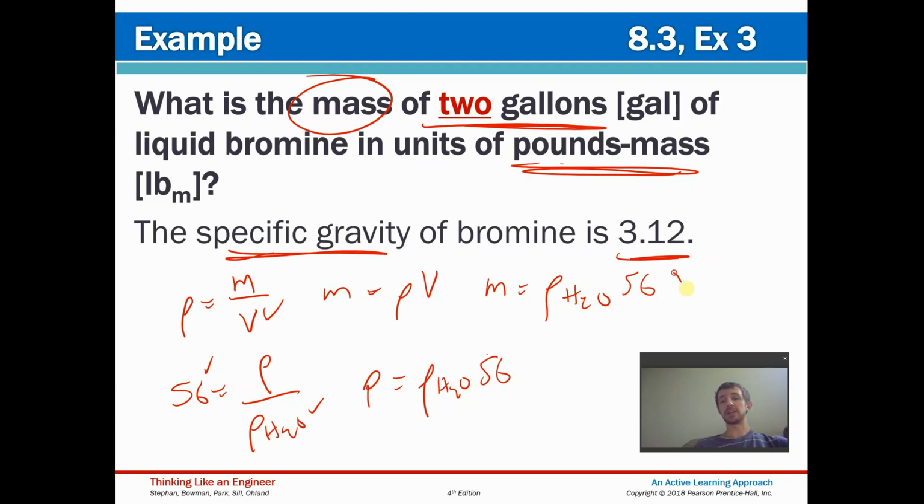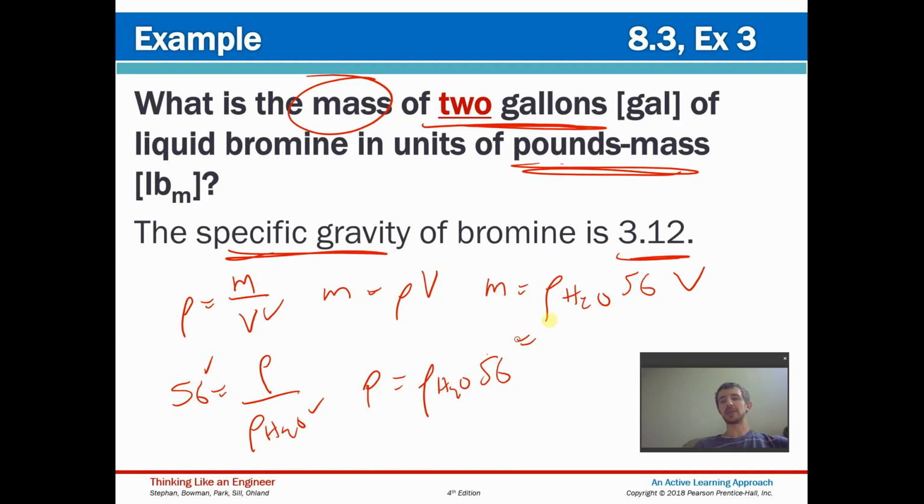Okay, and if we then plug in our numbers, we can solve this. However, I've realized that I don't actually know the density of water in pound mass per gallon right off the top of my head. It's roughly 10. So we'll use that for now. 10 pounds per gallon. We'll see how close I get.